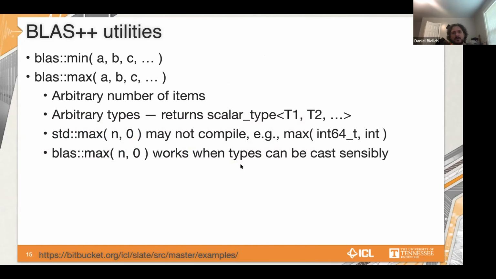As well, we use blas::min and blas::max. If we use std::max, let's say we have an arbitrary number of items and each of these items has an arbitrary type. If you use the standard max, it may not compile because it can't distinguish between an int64_t and an int, whereas blas::max can distinguish between these types that are cast sensibly.